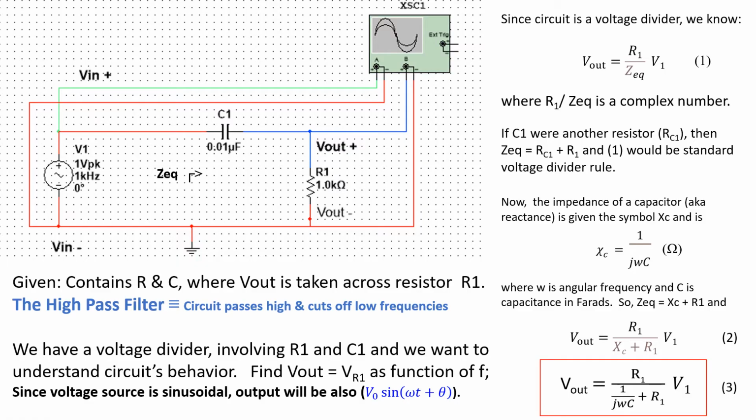So we have a simple circuit consisting of three elements: a voltage source, a capacitor, and a resistor, all in series. And we're going to focus today on the voltage drop across the resistor, R1. When we do this, the circuit is known as a high-pass filter.